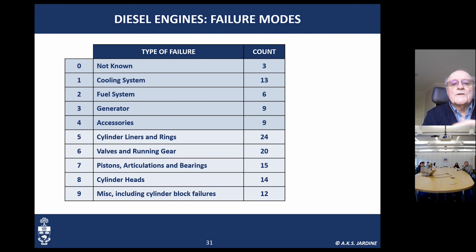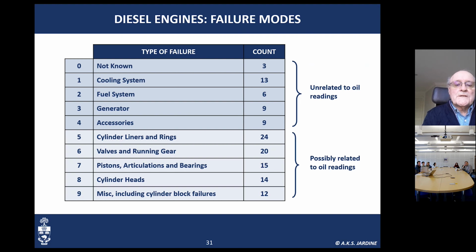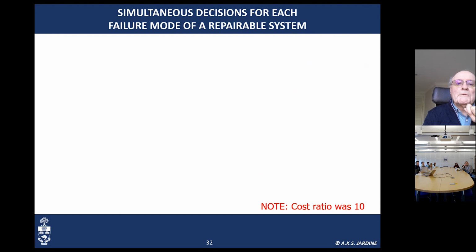And there are the 10 causes of a diesel engine having to come out of service. What Tim Jeffries told us is that the first 5 were unrelated to oil readings. We couldn't predict any of these failures from oil sampling, and they were not concerned with a condition monitoring approach or sampling for those. But they said the other ones possibly could detect upcoming failure from measurements of oil sampling. And you can read them just as well as I can: cylinder liners and rings, and so on. So we're now able to make simultaneous decisions for each failure mode of a repairable system.